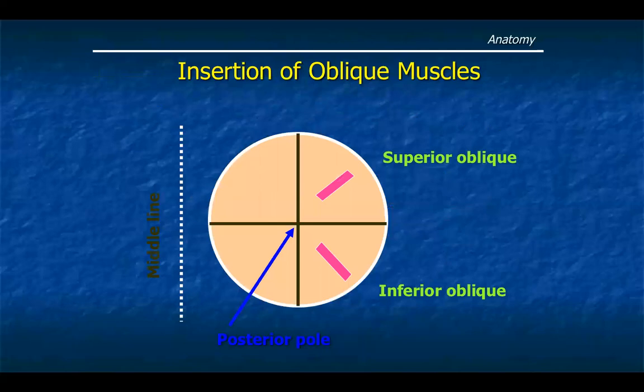The insertion of the oblique muscles is behind the equator. They are inserted in the posterior part of the globe. On the temporal half, the superior oblique is inserted in the superior quadrant and the inferior oblique in the inferior quadrant.